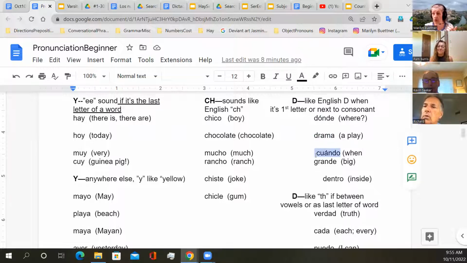Here's another question word, the word for when. Cuando, ¿cuándo? And we get the D sound. And this word again, grande. Grande. Okay.